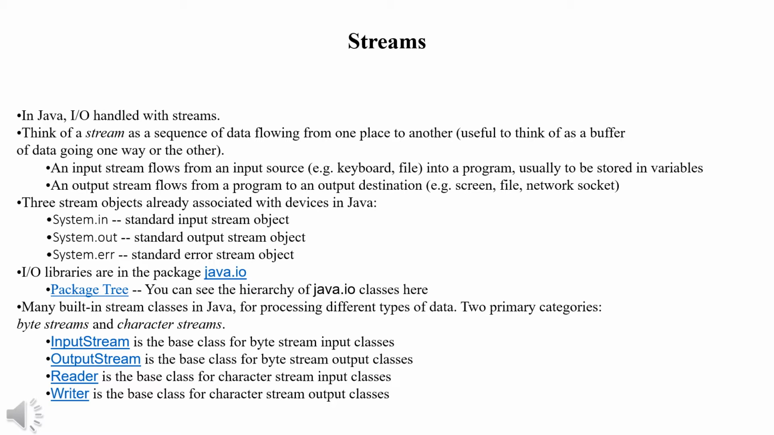In Java, we have three stream objects. The first one is System.in, a stream object for standard input. The second one is System.out, another stream object in Java for standard output. And System.err, which is a stream object for standard error, right?